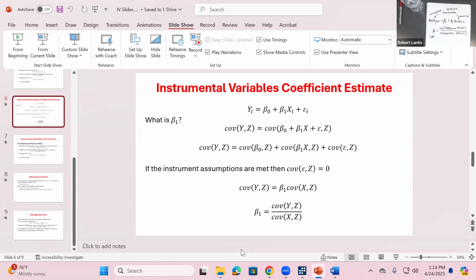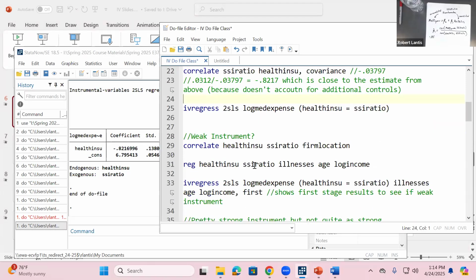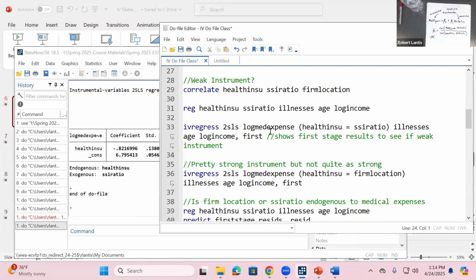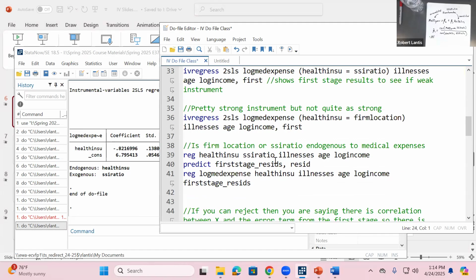Any questions there? I know I've added some things in there that weren't in the original file. We already looked through if it was a weak instrument. We talked about both of them. I think I've got an example set up here.